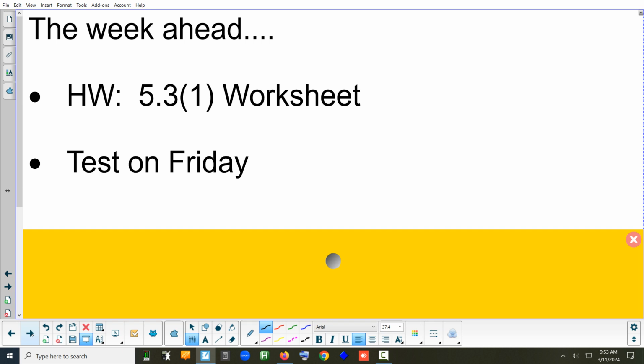Okay, so for tonight, homework is the 5.3 part 1 worksheet. And remember, we'll have our third test for the term on Friday. And I plan to be here after school on Thursday.